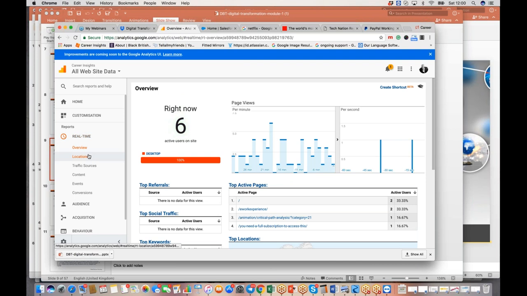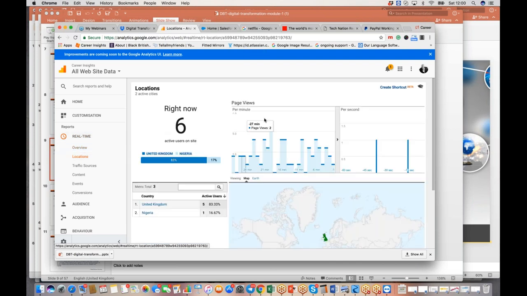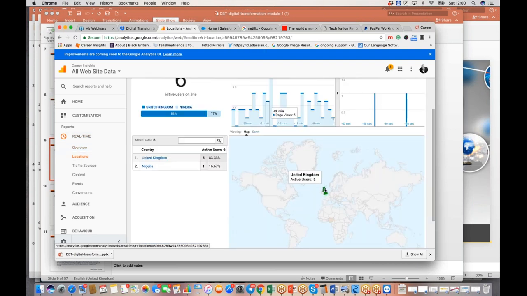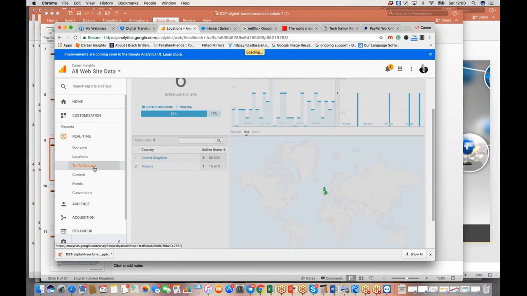All right, so I can go to location. Okay, 100% is desktop, that's why. I can go to location, and basically everybody on my website right now is in the United Kingdom. Actually, everybody right now is in the United Kingdom. So if I was going to do a campaign right now, I would do it in the United Kingdom. Where are they coming from?